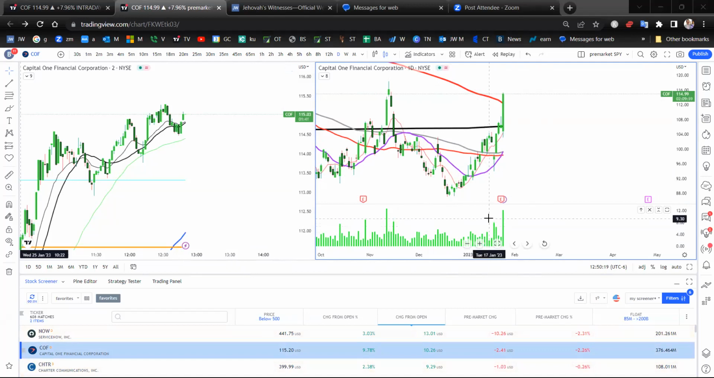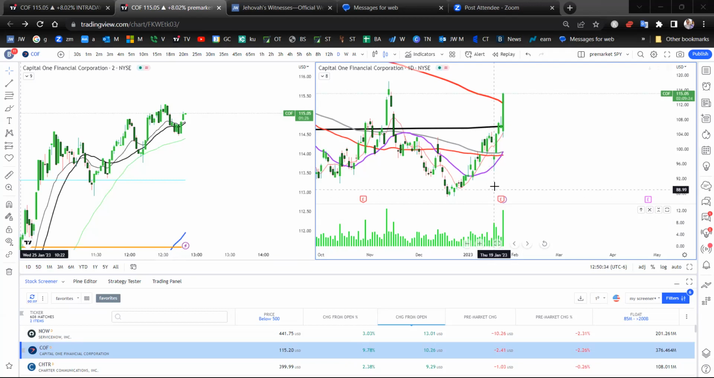This is nothing fancy here. This is just a plain Jane ATR. You adjust the 14 down to 1, because we want to be able to see the individual days. We don't want to see a range. We want to see exactly what those individual days did.